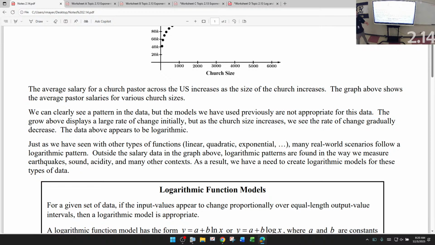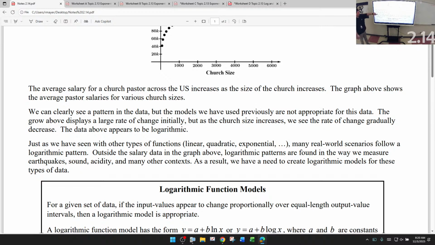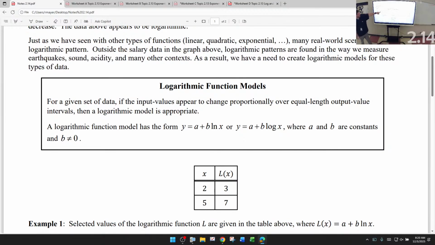Okay? Again, we're kind of just soaking all this stuff up. Logarithmic function models. For a given set of data, if the input-output values appear to change proportionally over equal length output value intervals, then the logarithmic model is appropriate. What's nice is, guys, most of the time they're going to tell you what this graph is. But if not, you're going to have a choice of 4 things right now. Linear, which you ain't going to see in this class. Quadratic, you might see. Exponential, or logarithmic. And then you'll have a sinusoidal one in chapter 3.